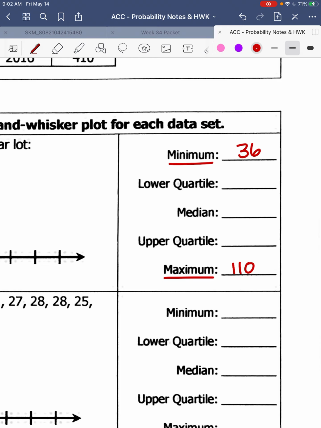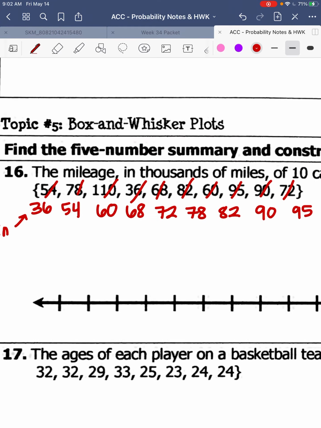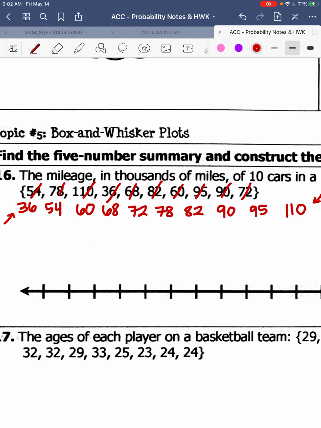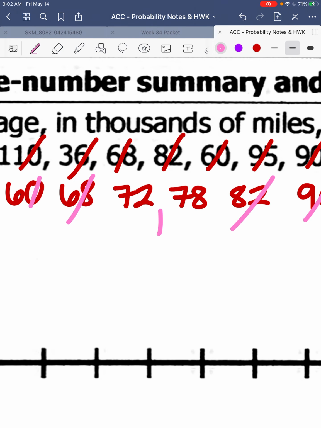Now, the median is the other number that you already know how to find. It's the middle number in our data set. So I'm going to cross off, starting with my smallest and working my way towards the center. So cross off 36 and 110, 54 and 95, 60 and 90, 68 and 82, and I'm left with 2 numbers. So I know that my median is in between those 2 numbers right there.